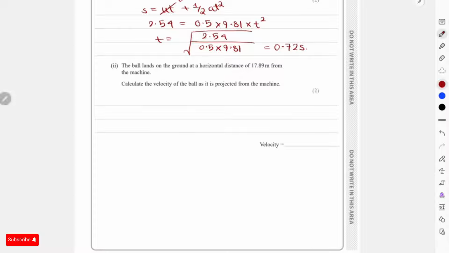So we're just using horizontal motion, which is basically v is equals to d by t. So in that case, since we're trying to find out v, we do not need to make any other quantity the subject. It's just going to be 17.89 over 0.72. And finally, you get 24.8 meters per second.